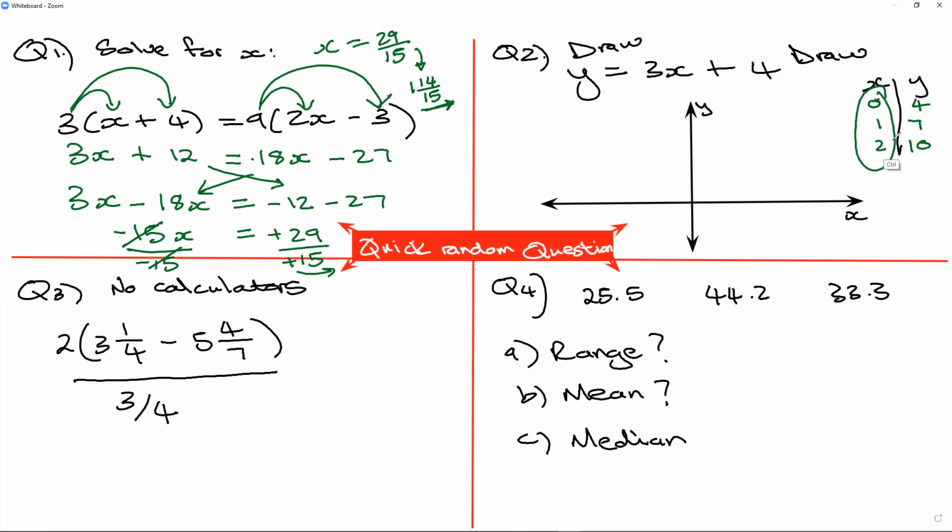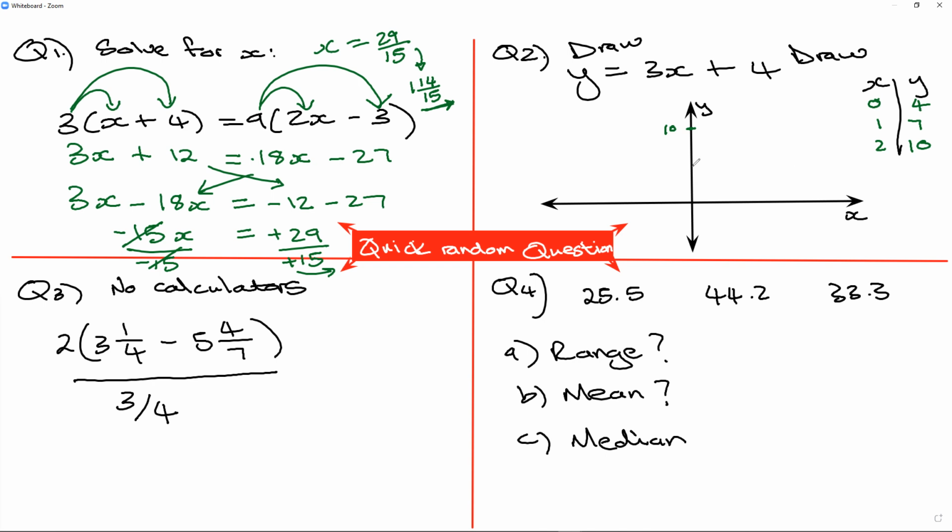Now, how do I choose these numbers? I could choose any 3 values of x. I started with 0 because 0 would be easy to find. We've got 0 and 4, right? So my y value is going to go up for 10. Your graph will maybe be different if you chose different x values, but it should look similar to this.